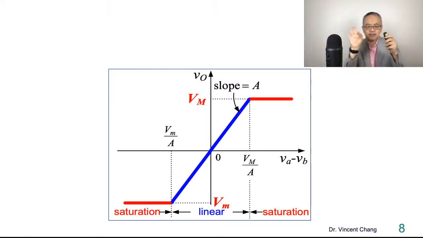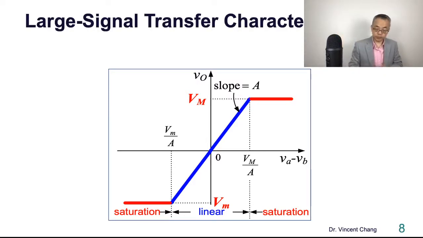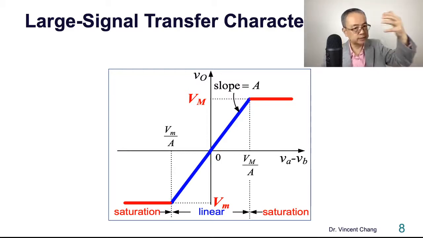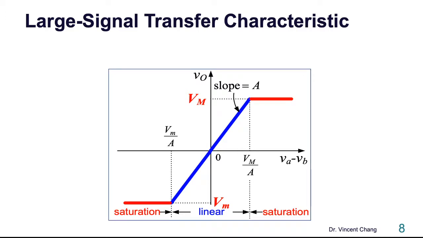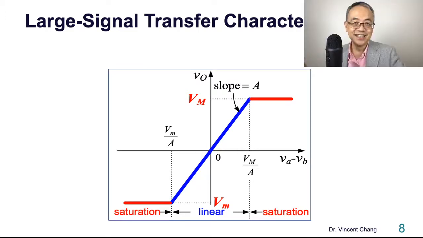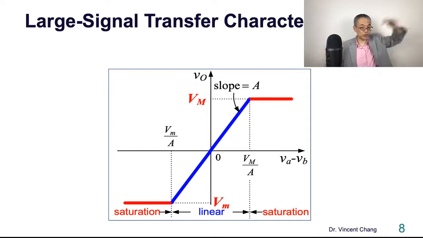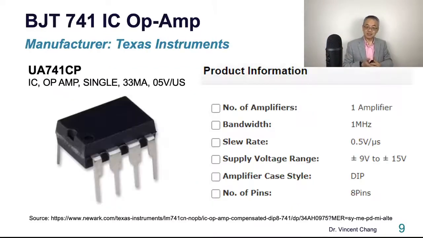So this is the transfer characteristic. It's the large signal. The keyword is not transfer characteristic, output versus input, supposed to be transferred. The keyword is large signal. As for large, we're talking about volts. Large signal.